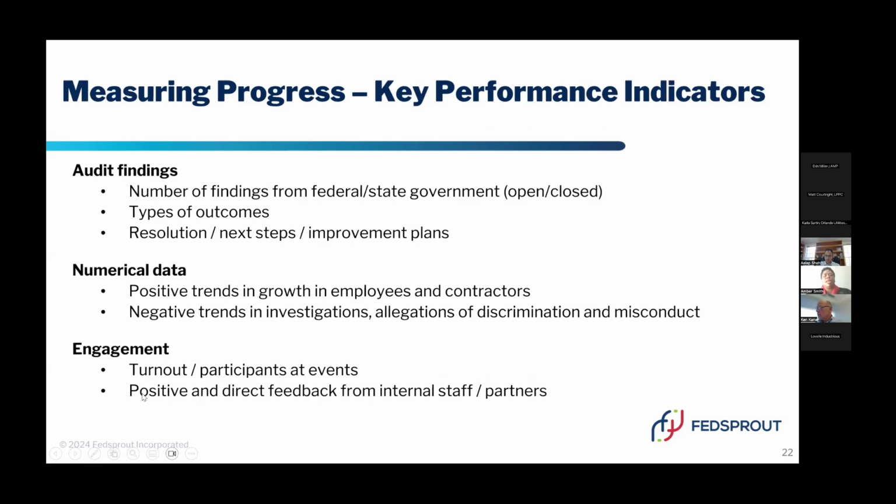So KPIs: how do you know that you're on the right path? This is something I love looking at. Audit findings. Do you notice that when you are doing investigations, you're having more audit findings than usual? Are you noticing that they're going down? When you have the audit findings, do you know whether they are open? Are they closed? Are they resolved? What type of outcomes? Things like this will let you know if you're on the right path in terms of implementing affirmative action.